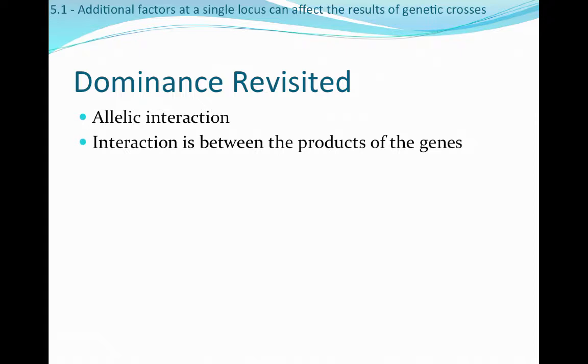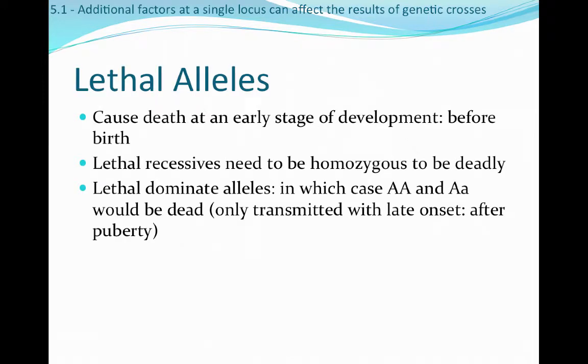That interaction is specifically between products of the gene. A gene is turned on and goes through transcription and translation, and the end product is some sort of protein coded for by the gene. That protein interacts with another protein at the same allele. The way that interaction happens determines if we get a trait that's dominant, recessive, or somewhere in between.